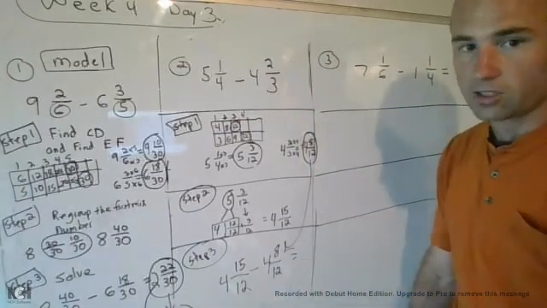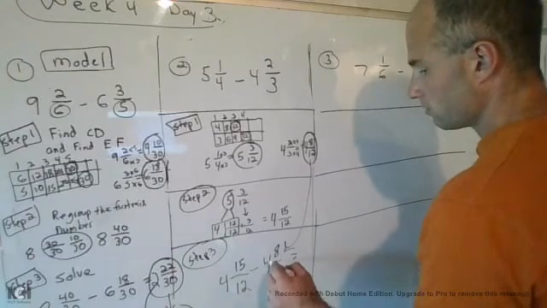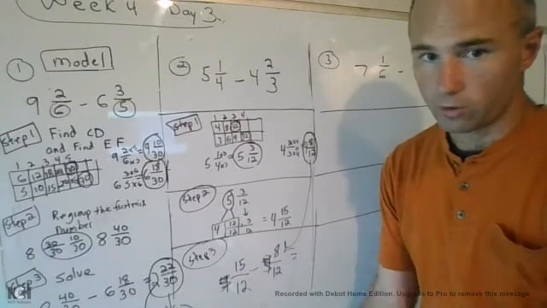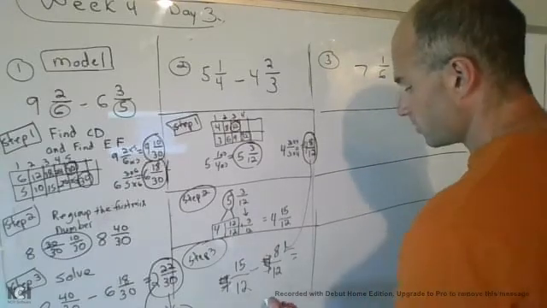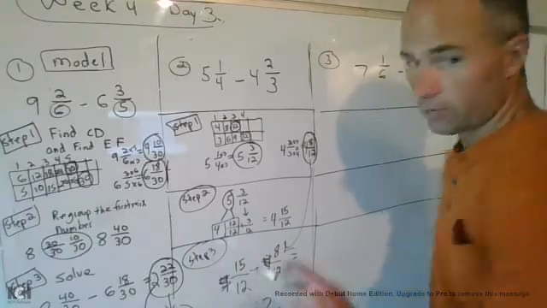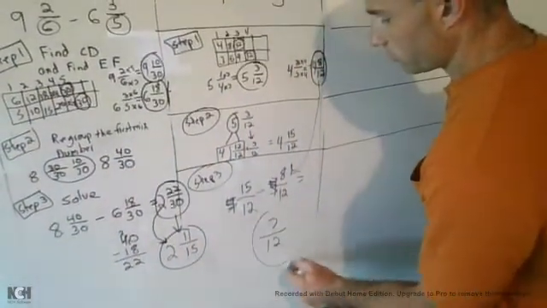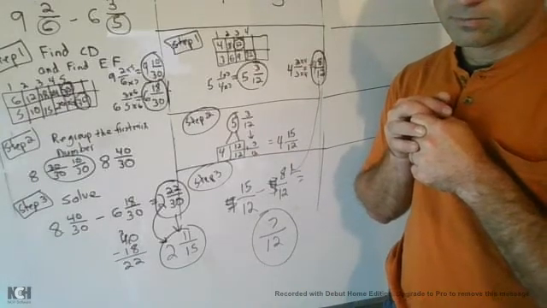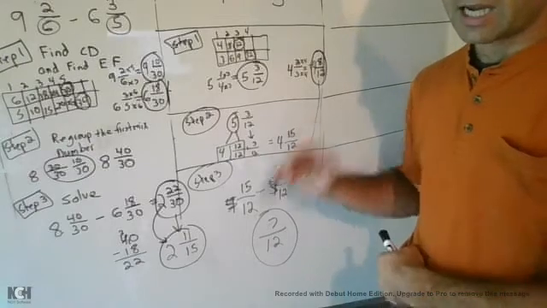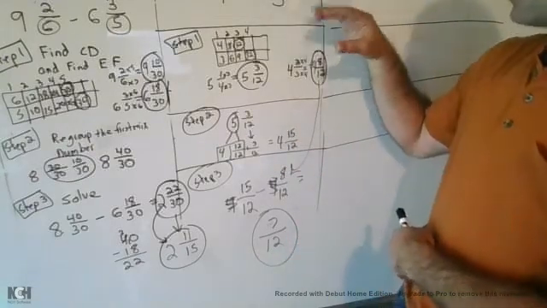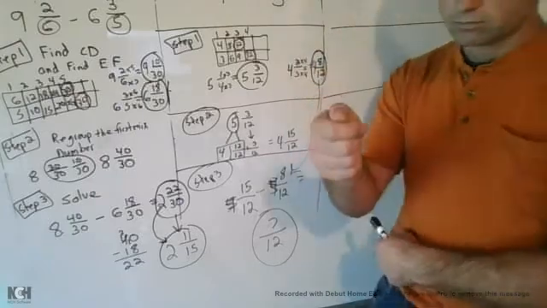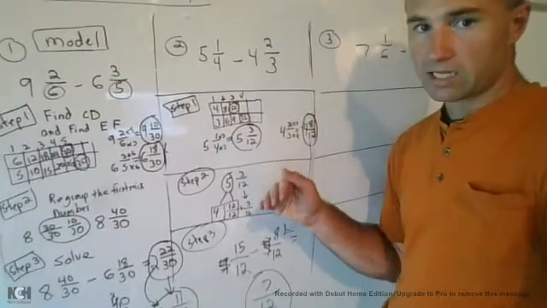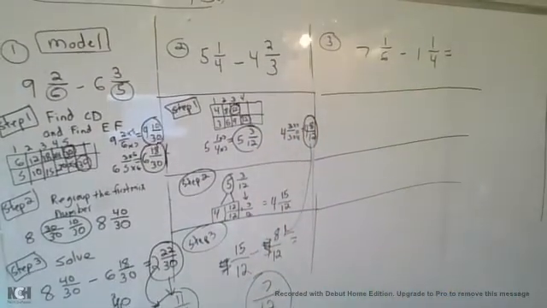minus 4 and 8/12 gives you 4 minus 4 equals 0, so there's no whole numbers. 15 minus 8 gives you 7, and your denominator is 12. So 7/12 is your answer. If you're not sure how I did that, go back, break it up, slow me down, so you can see every step of the way what I did and why I did it. And then move on to number 3.